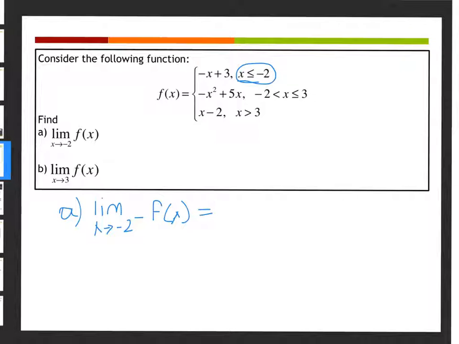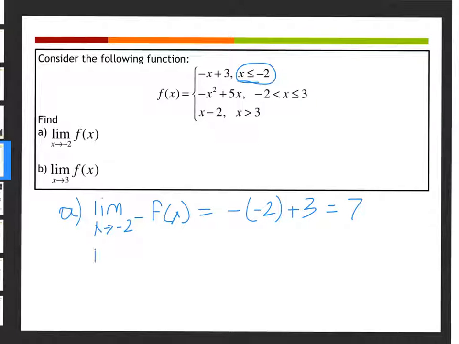That means left. You could draw this out if you needed to, but drawing it out is probably not the easiest way. The easiest way is just to take a look at all the domains and identify which one would be left of negative 2. So less than or equal to negative 2 is the one that would be to the left of negative 2. And then all I do is plug negative 2 into that. So negative 2 plus 3, which is 7. So my left limit is 7.